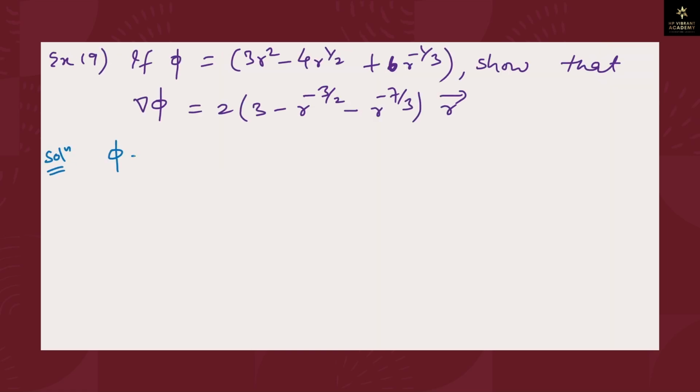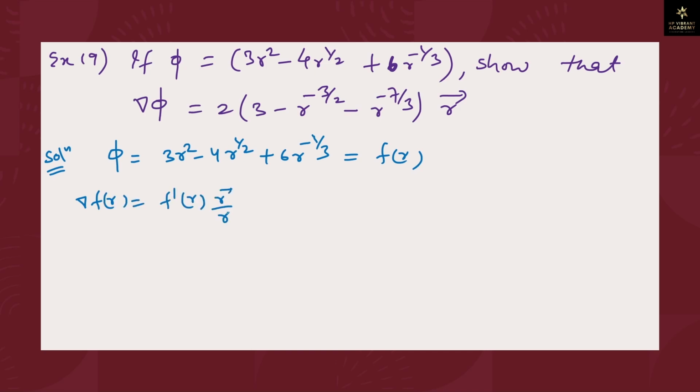Now we can solve question number 19. We have phi equal to 3r square minus 4r to the power 1 by 2 plus 6r to the power minus 1 by 3. Let us consider this as f of r. So we have del of f(r) equal to f dash r into r vector upon r.